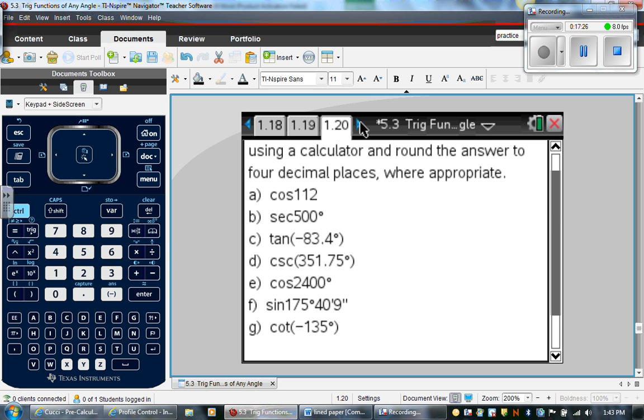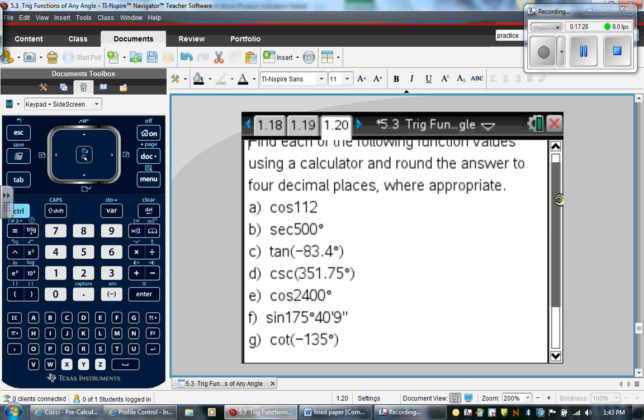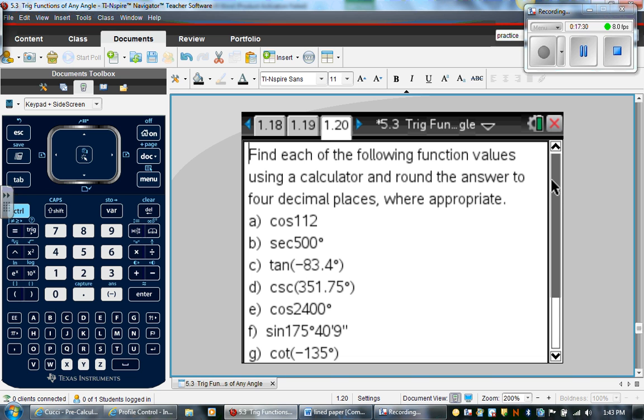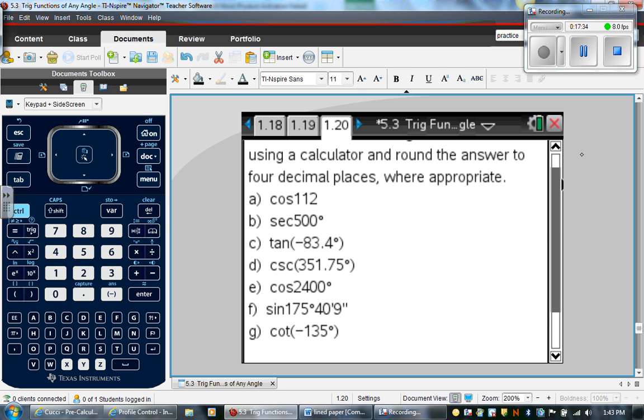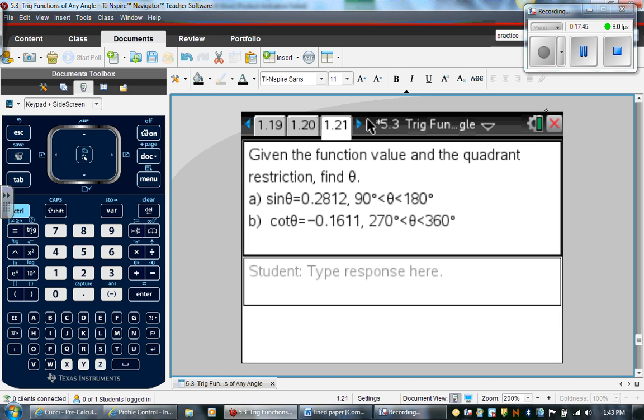All right, using a calculator, you're going to find the function values for each, rounding each to 4 decimal places. Okay? You all know how to do this. I'm not going to spend time going over this. This is nothing new for you. So just make sure you have these filled in for class tomorrow. And then we will take a look at them.